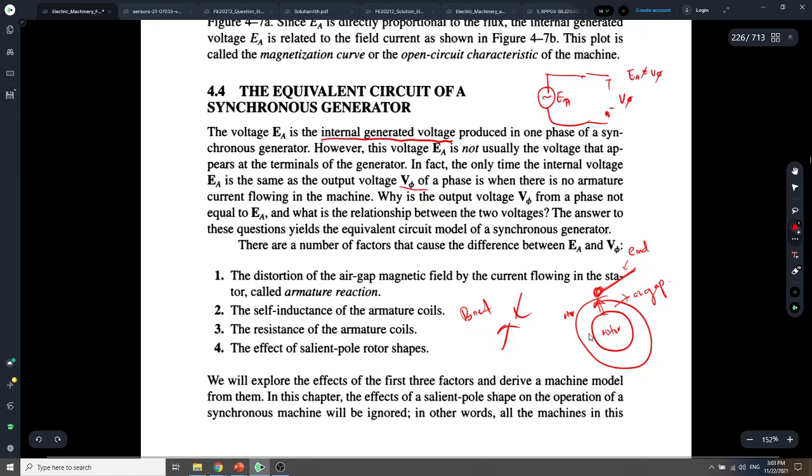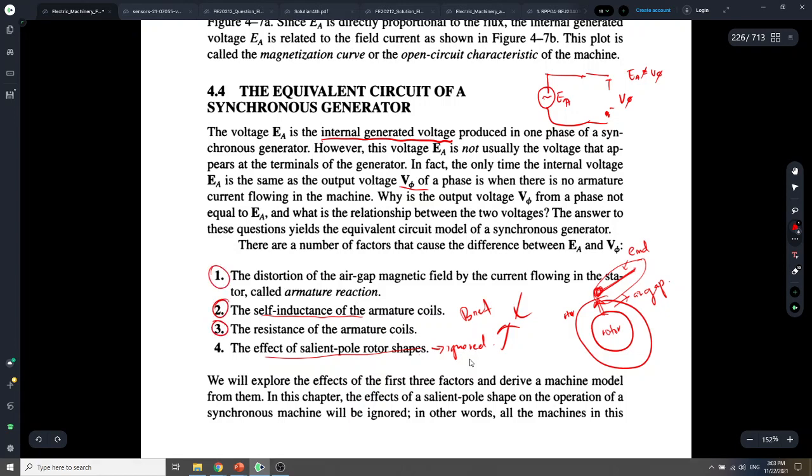So kemudian the armature coil, so the self induction. Okay, so dekat armature coil tu, armature is at the stator. So once the current dah flow, so dia ada armature inductions. Okay, and then juga dekat coil, armature coil tu dia akan ada resistance. Okay, and also the effect of the salient pole rotor shape. So yang ni kita ignore lah. Yang ni at this class we ignore at this point lah. So kita ambil 3 ni je.